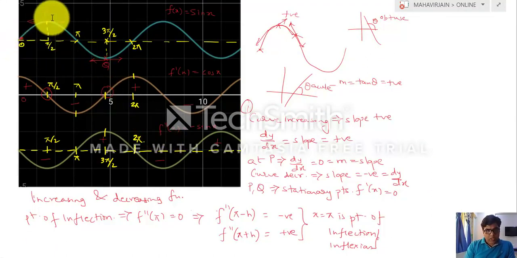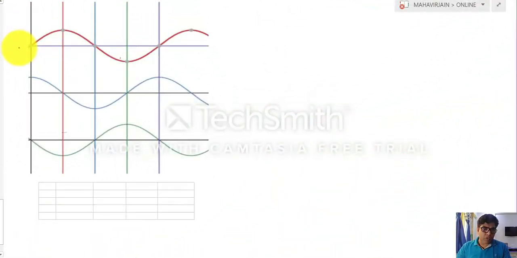If f of x is increasing, its derivative is positive. If f of x is decreasing, that means the curve is decreasing, and the derivative is negative. Points P and Q are stationary points at which the derivative becomes 0. This is what we understood. And this particular point at which f double dash of x is 0 is nothing but the point of inflection. There are some more cases to it, so that it is easy for us to understand.